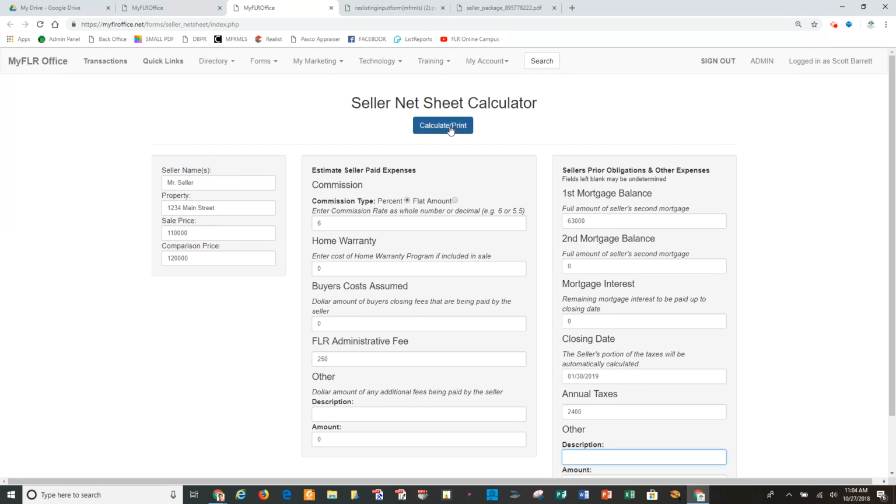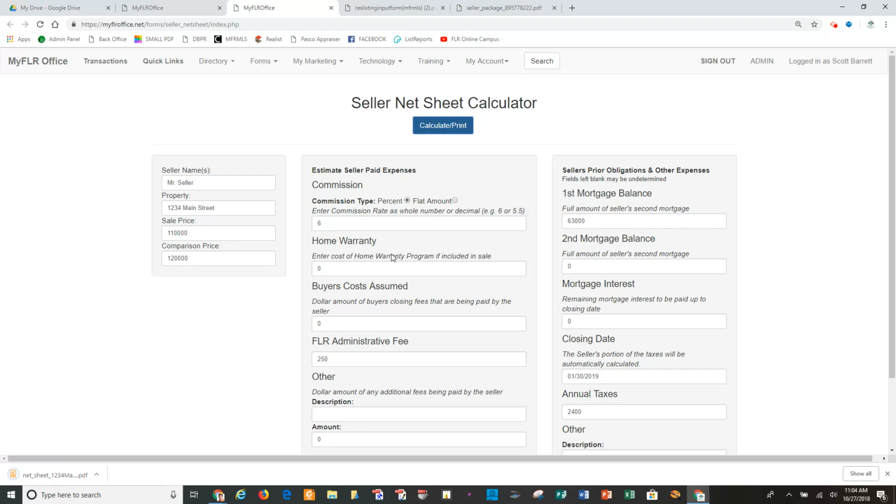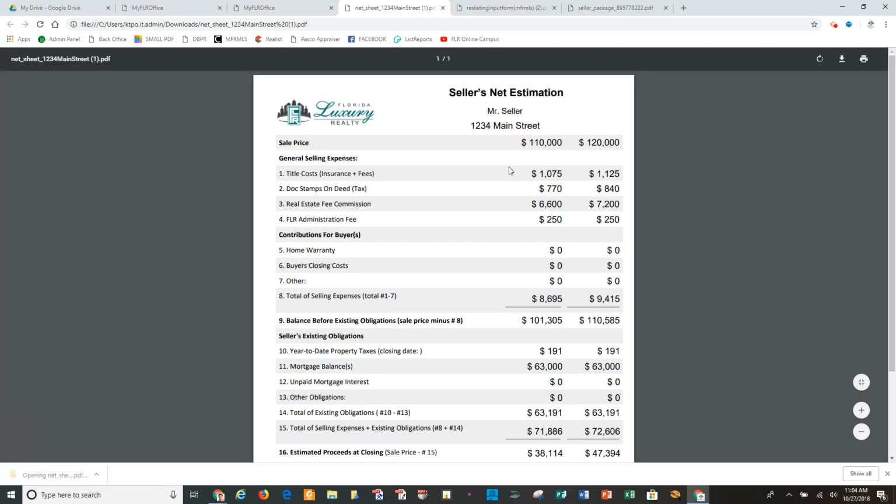So all I do is hit calculate and print, and it's pulling down a document. It's downloading it down in the lower left corner. I have access to it. I open it up, and there you go.